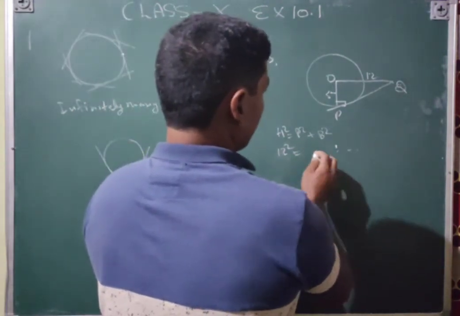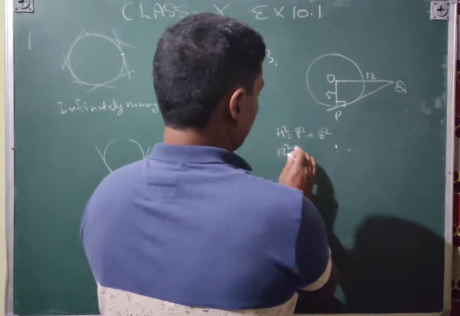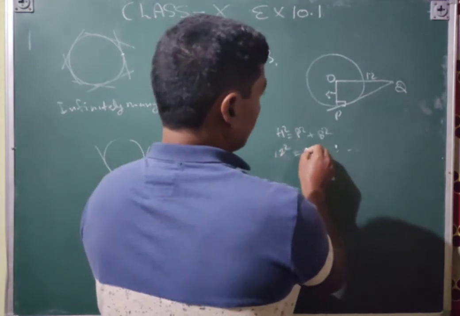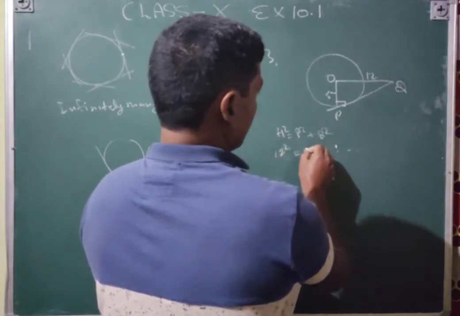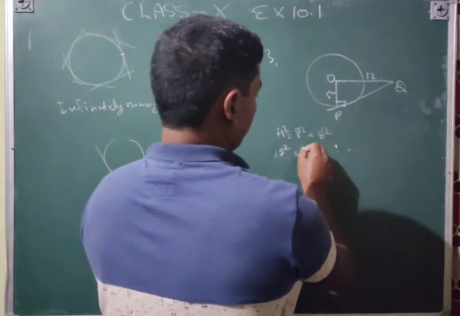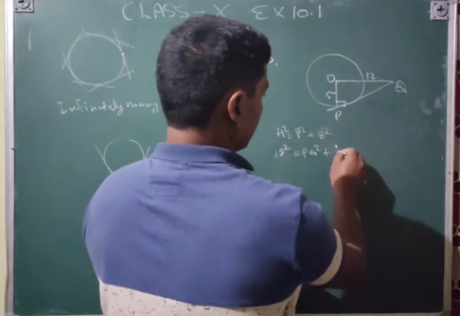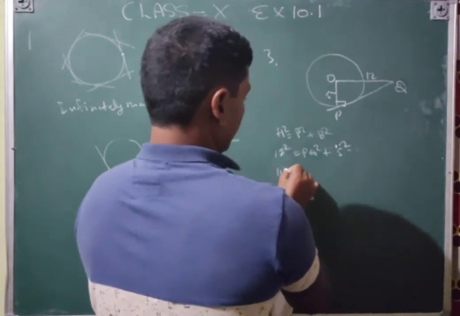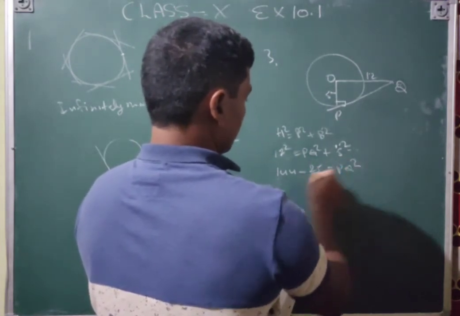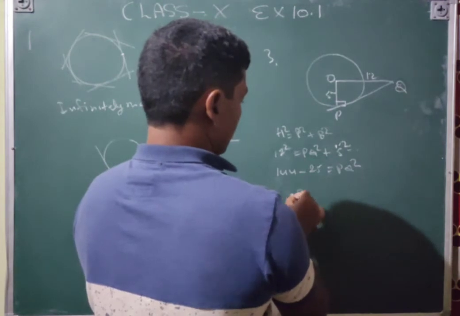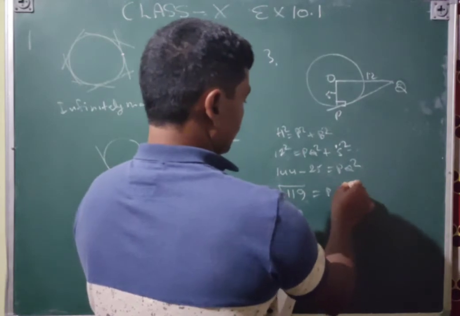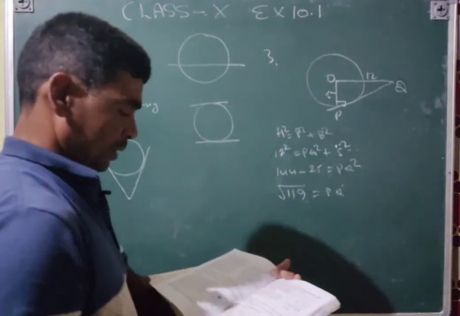So we have here OQ. Now 12 squared is equal to PQ squared plus 5 squared. So 144 minus 25 is equal to PQ squared. The subtraction gives 119, so PQ is equal to the square root of 119, and it means part D is correct.